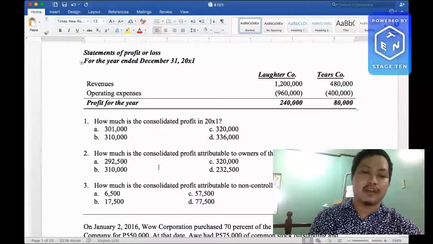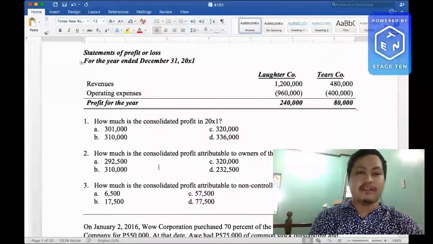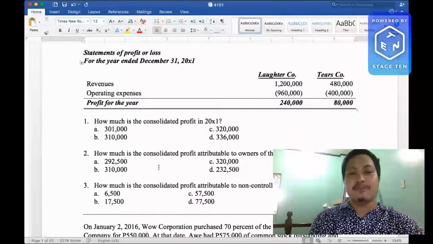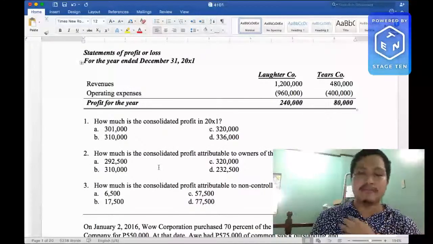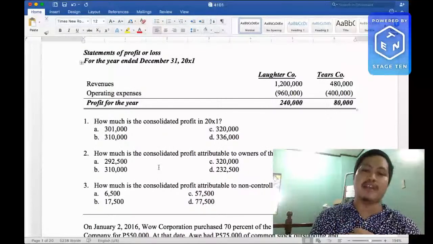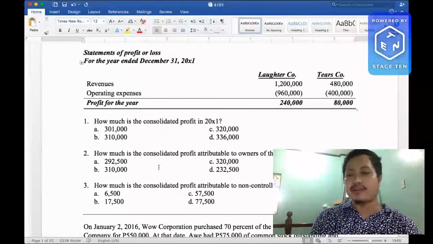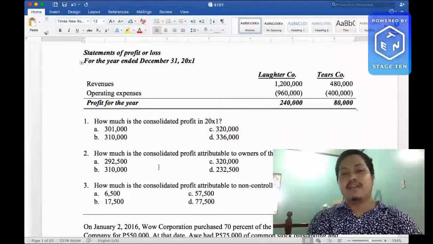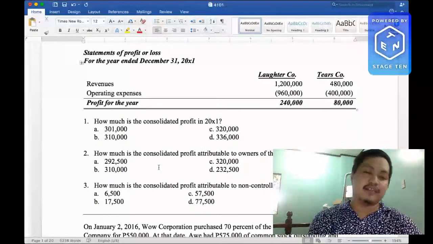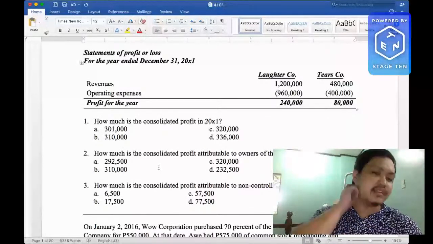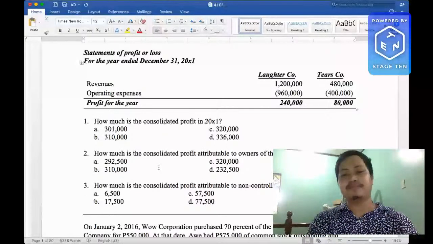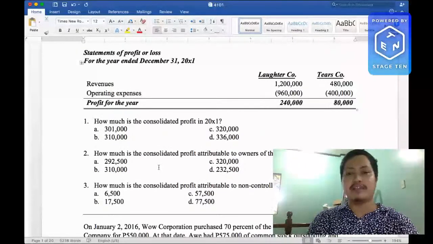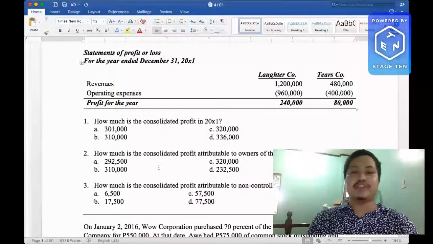So what should be the correct treatment here? If you already have the 310,000, you compute for the share of the NCI, the share of the non-controlling interest in the income of the subsidiary. How much is the income of the subsidiary? 80,000 or 70,000? You will be using 70,000. Once you have determined the adjusted income, it should always be the adjusted income that will be used. So how much is the adjusted income of the subsidiary? 70,000. How much is 25%?